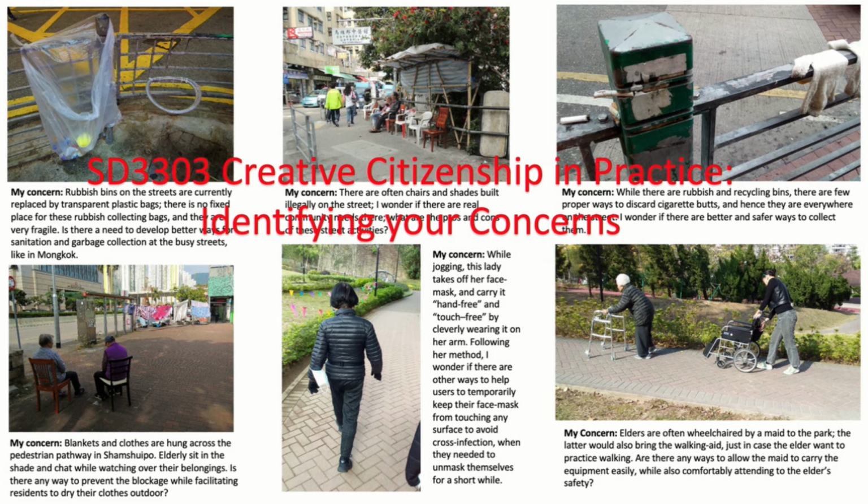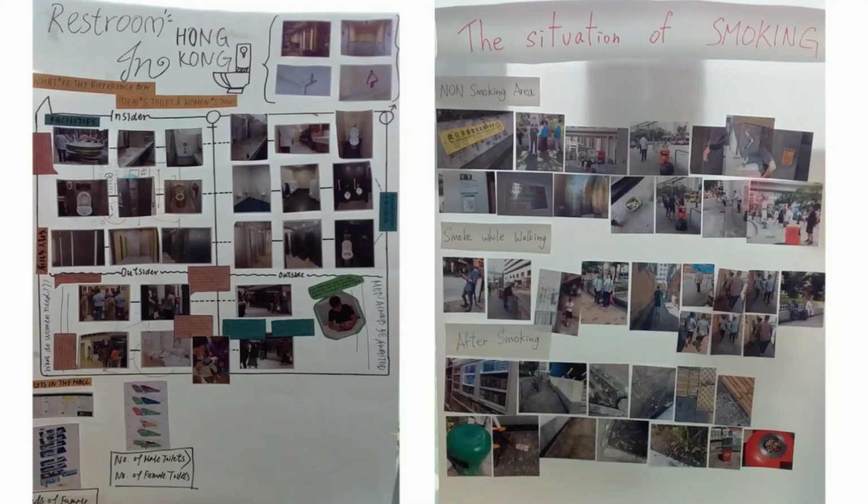And then after you observe it, you have to really look into some of the issues and concerns which will in the future lead you to some of the discussions and social design project. You could see that, for example, students bring back their concerns about the restroom situation in Hong Kong. The floor is always wet and always dirty. How do you solve this?